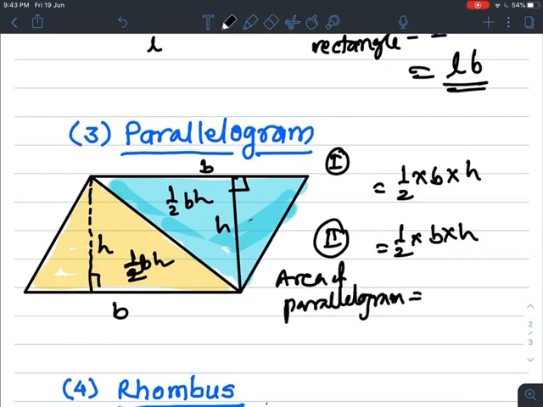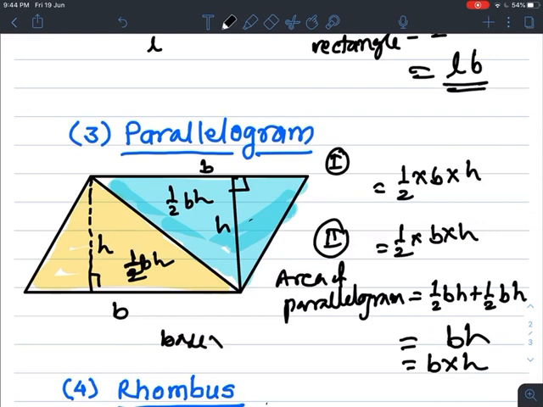How to find now? The area of this triangle is half bh, and the area of the other triangle is also half bh. So half plus half will be full, which means 1. So half b into h means half bh, and it is equal to 1 bh, that is base into height. So the area of a parallelogram formula is base into height.